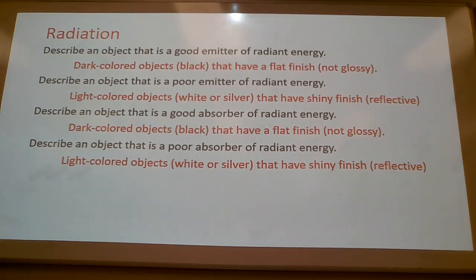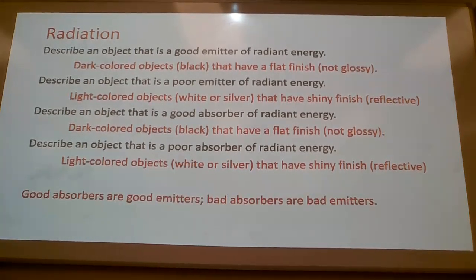Things that are poor absorbers are light colored objects, white, silver, that have a glossy finish. So to summarize there, good absorbers are also good emitters. Bad absorbers are also bad emitters, but bad emitters and bad absorbers are good reflectors.